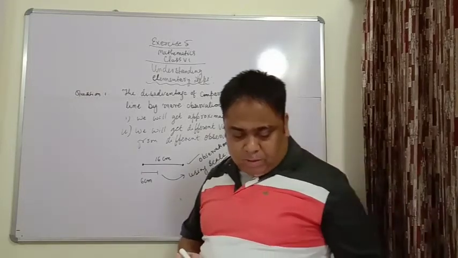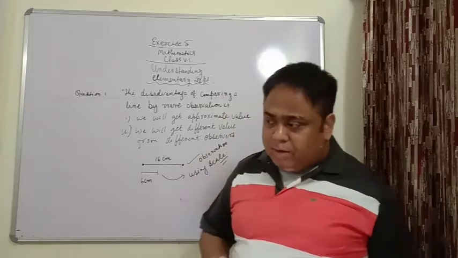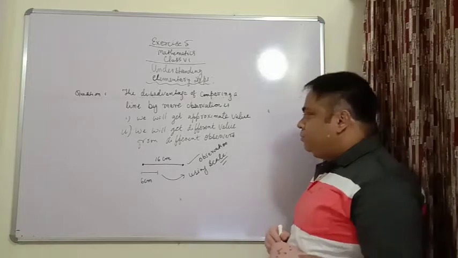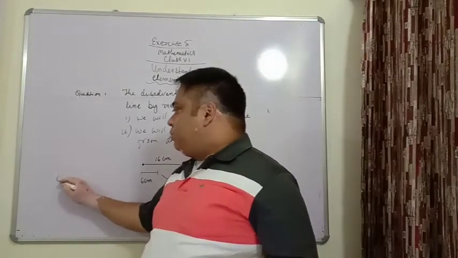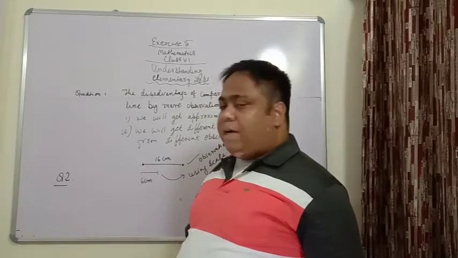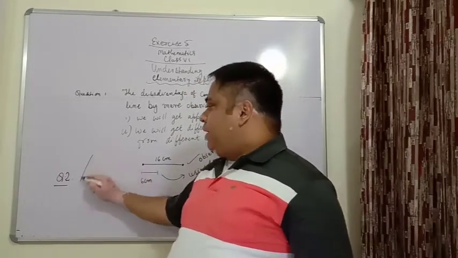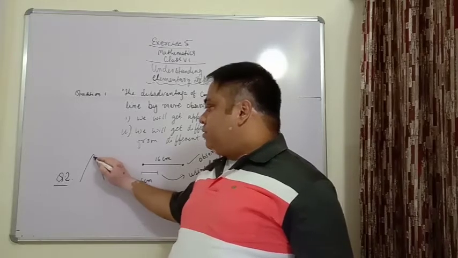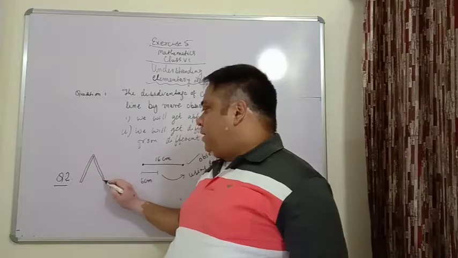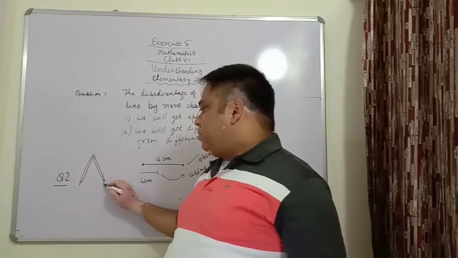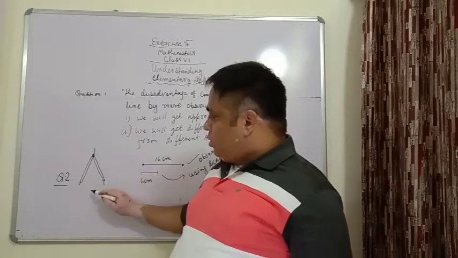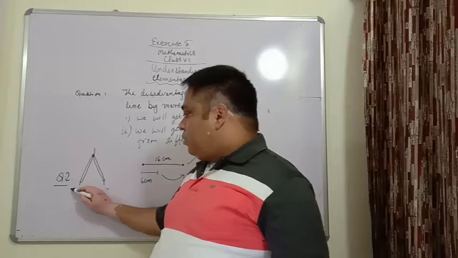So question number 2 is, why is it better to use a divider than a ruler? Now what is a divider? In your instrument box, you don't have to draw this diagram. I am making this diagram for you to understand. You might have seen there is an instrument like this, and there are two pointed needles there, and there is a screw here to adjust it or to make it wide or narrow.